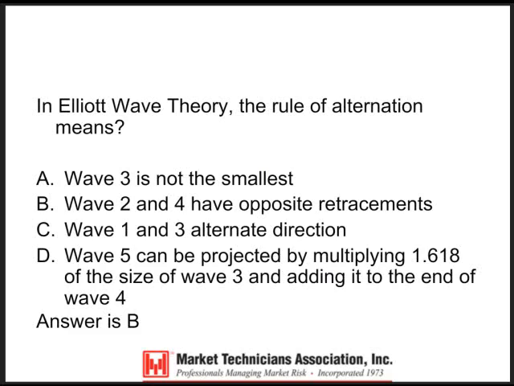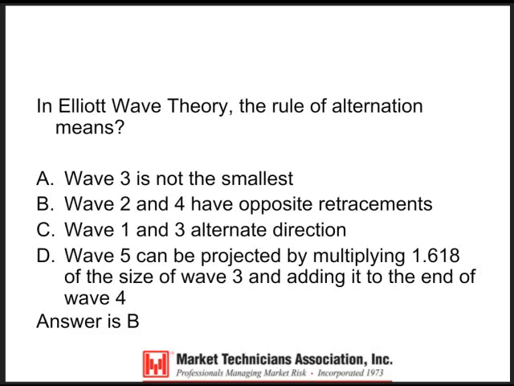So when wave 2 retraced maybe a third of the way and wave 4 retraced 2/3 of the way, the next 1, 2, 3, 4, 5 move, they will have opposite retracements. Wave 2 will retrace about 2/3, and then wave 4 will retrace 1/3.